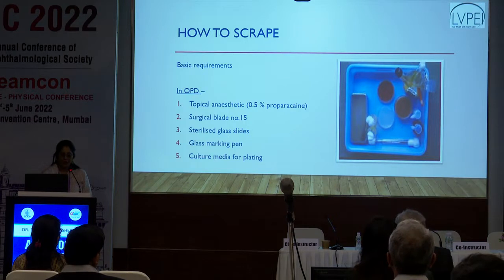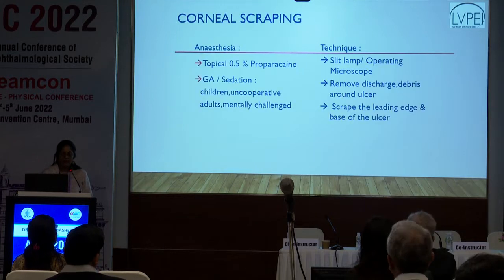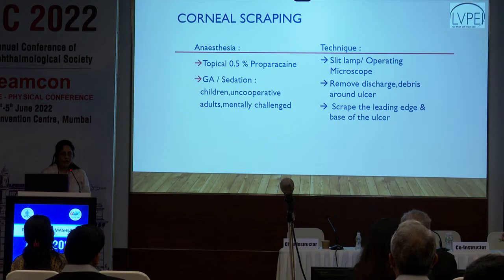So you need topical anesthetic, a surgical blade, and this is the armamentarium that you need to take a corneal scraping. And sometimes we even have to do it under sedation or general anesthesia for children. Otherwise, you can do it at the slit lamp, or make the patient lie down. And if you have an operating microscope, just use that for scraping the eye. You can put a speculum, and make sure it doesn't get contaminated by the discharge or the debris, and keep the lashes away.